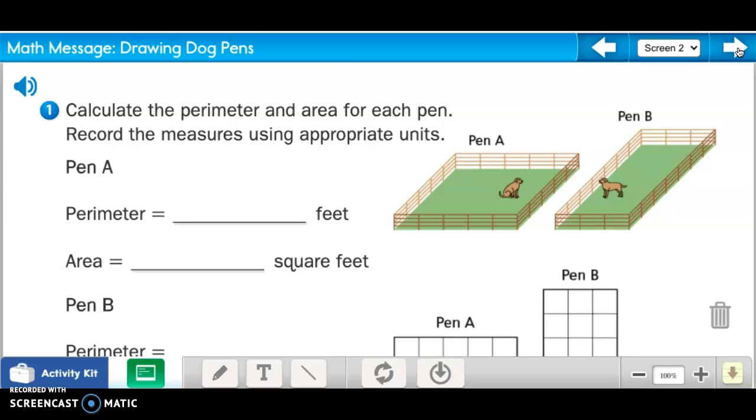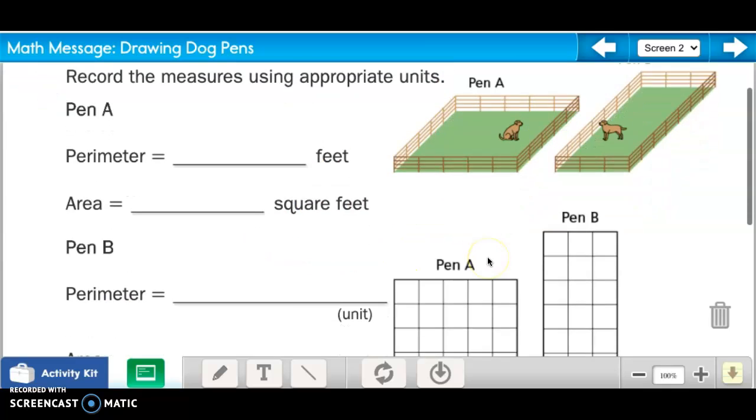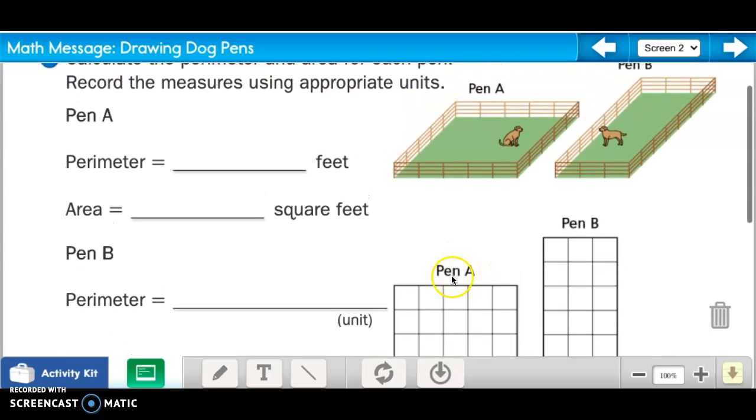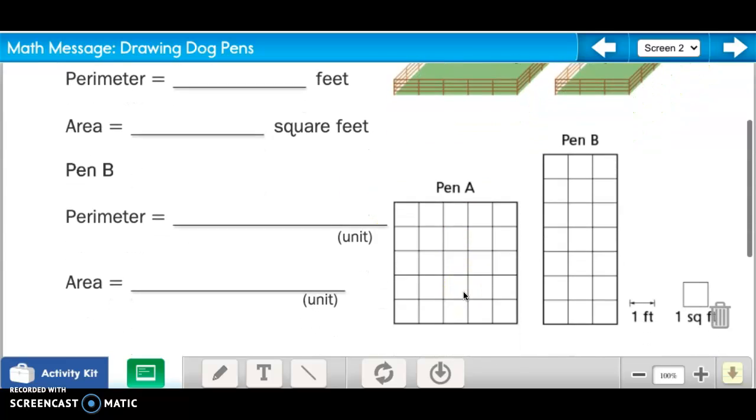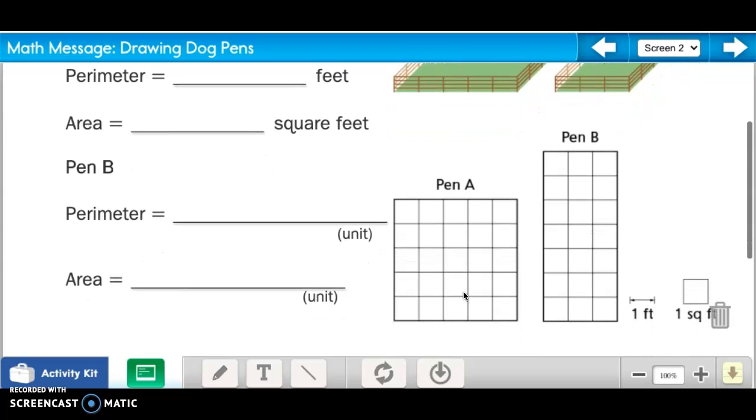All right, calculating the perimeter and area of each pen. Record the measure using appropriate units. So we're doing feet. Perimeter is the outside, area is the inside. So let's go to pen A first of all. Remember, perimeter is the outside. And what I like to do so I don't get confused is mark the outside.